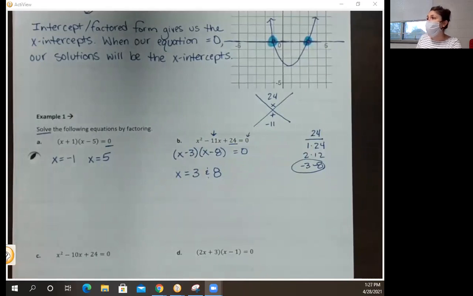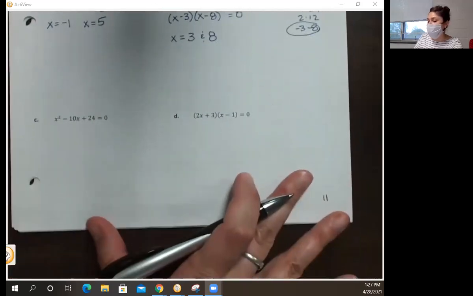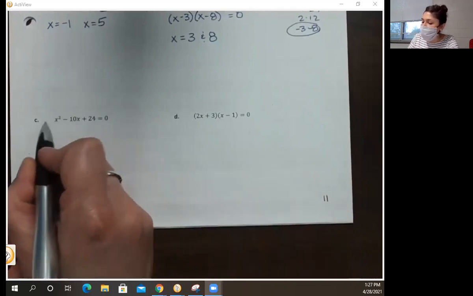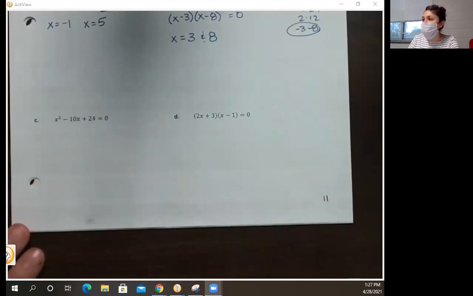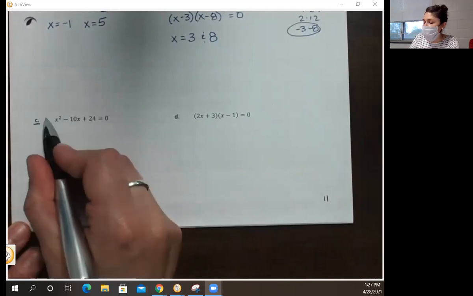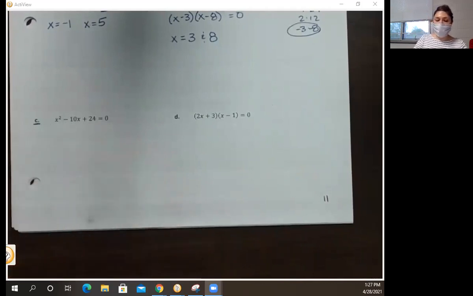Questions for me so far on A or B? Okay. Let's take a look at C. Same idea. We need to rewrite this in that intercept or factored form. So I would like you to do that now. Factor our quadratic here for C.